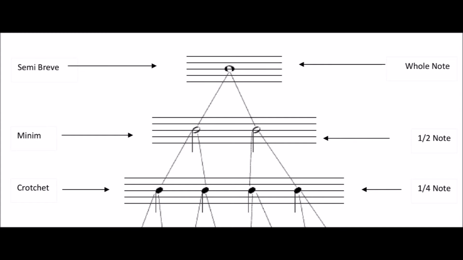I'm sure you can see a pattern starting to form here, with every time we go down a note, we're splitting it in half. Try and remember that, and try keep thinking of that as we go along. So to recap, we split the whole note or semibreve in half, and we've got 2 minims. Split those 2 minims in half, and we ended up with 4 crotchets.